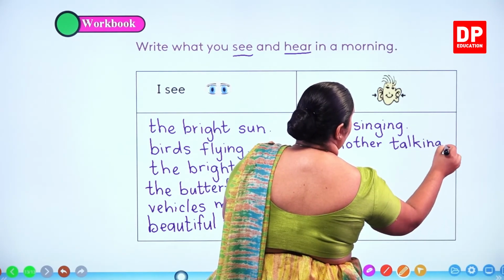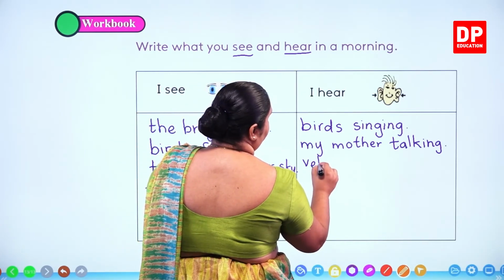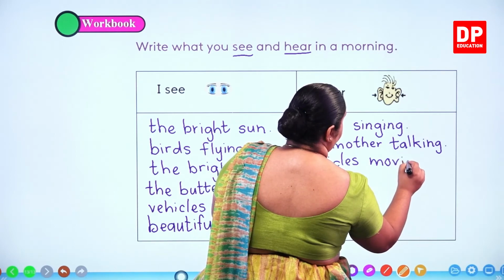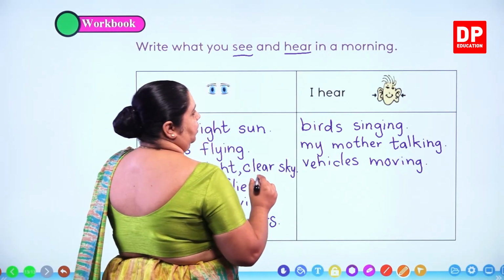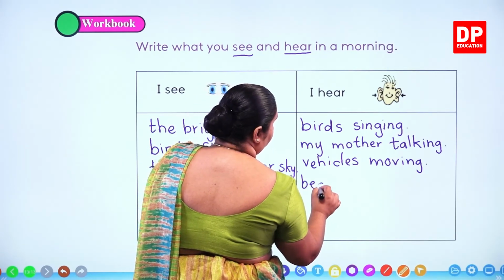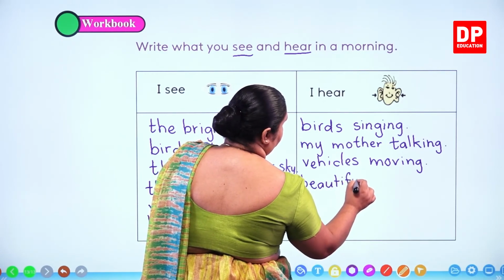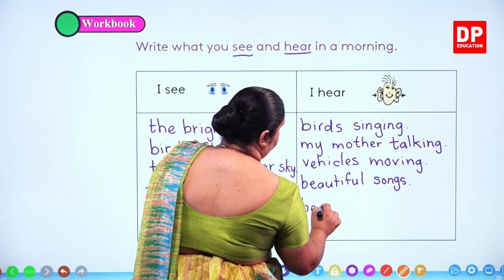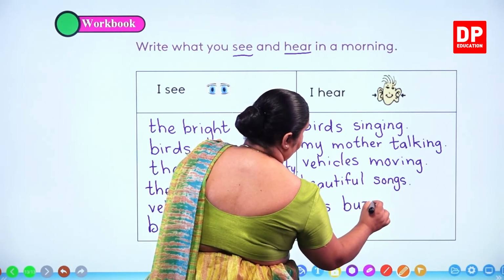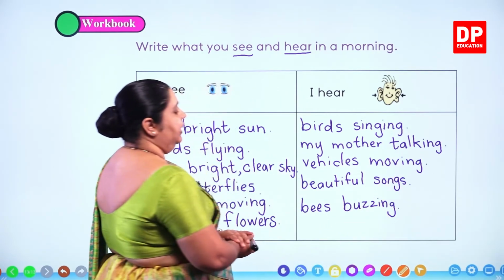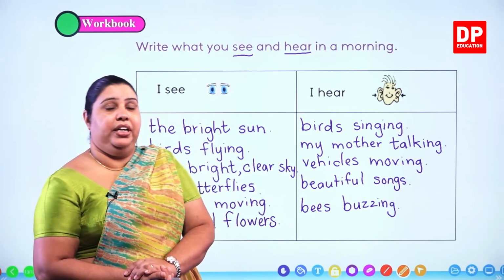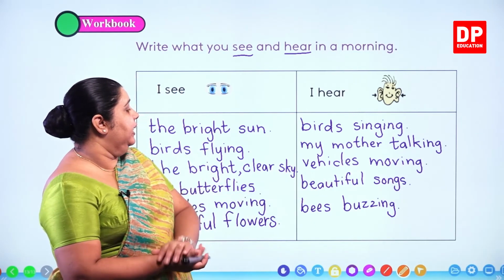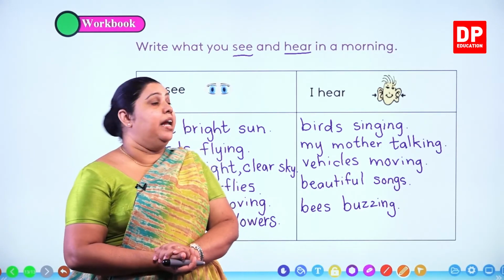Mother talking. Then you can hear vehicles moving. You can hear then beautiful songs. You can hear bees buzzing. These are the things that you can hear in the morning. Right? In the morning, not during the daytime, not in the night, but we are talking about a beautiful morning. And these are the things that can be seen and can be heard in the morning.